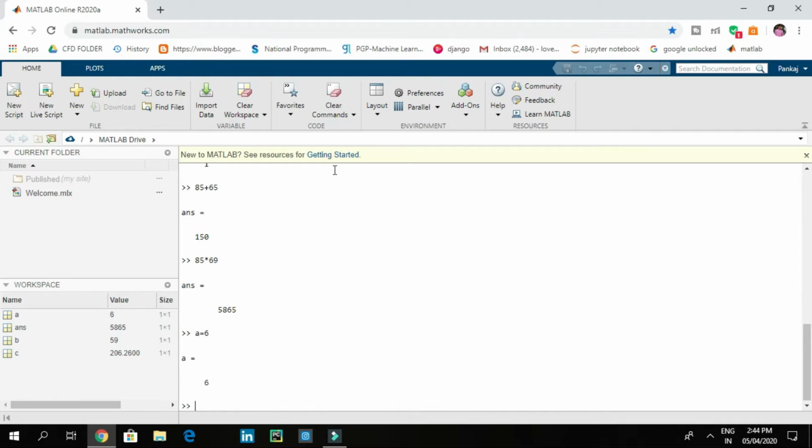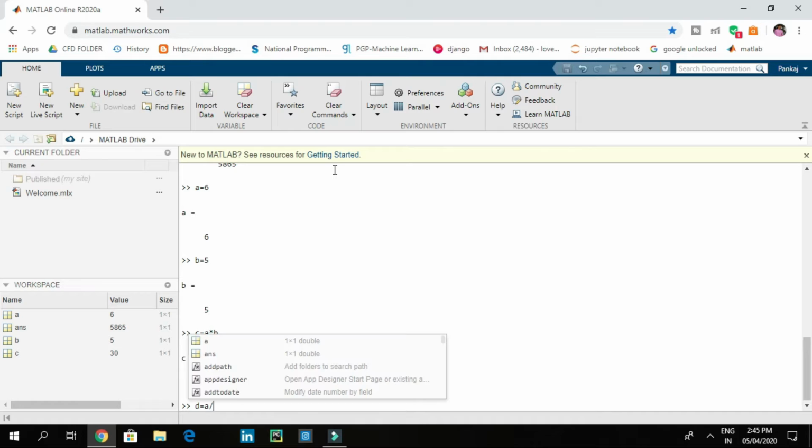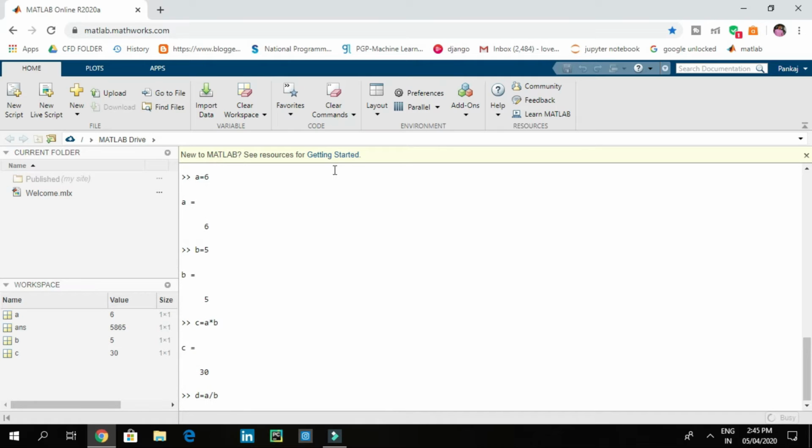A equal to 6, B equal to 5, C equal to A star B, means it gives multiplication of A and B, that is 30. D equal to B slash A, so it gives division of A and B, that is 1.2.